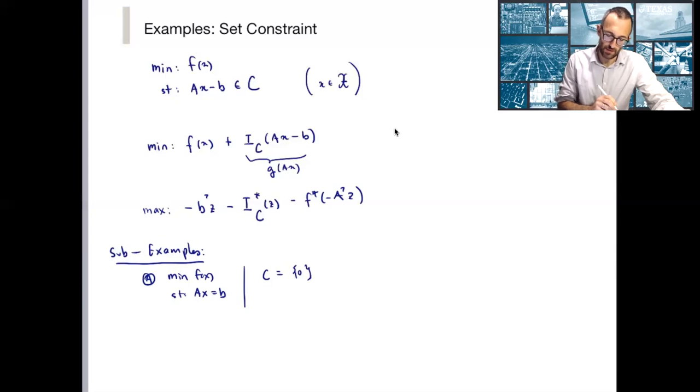And that means that the dual, I need to write down what is the Fenchel transform of the indicator function of just the point 0. And again, you should just check that this thing is just 0.